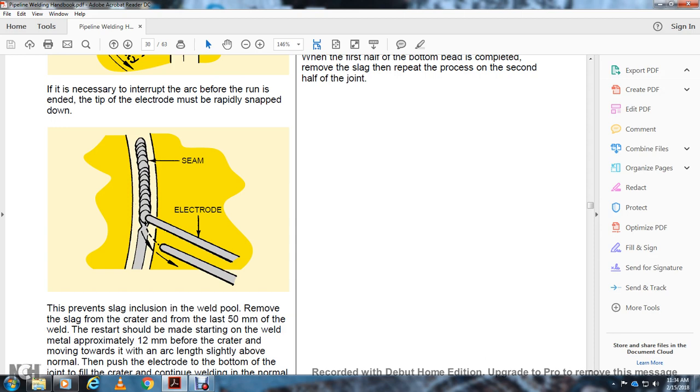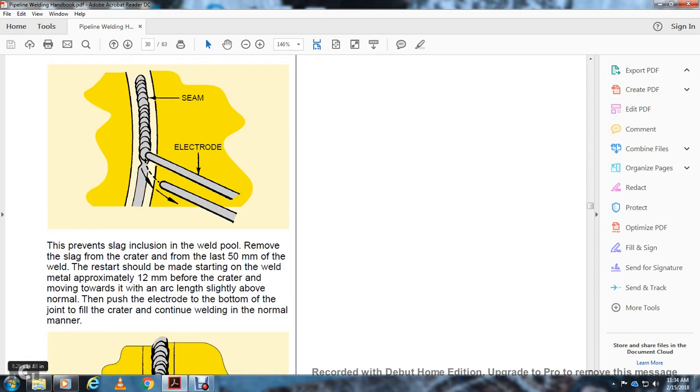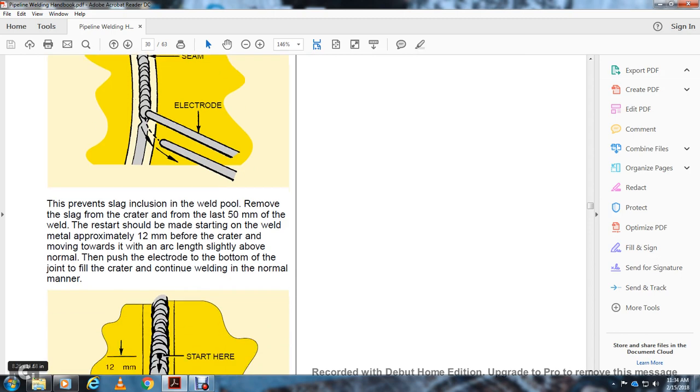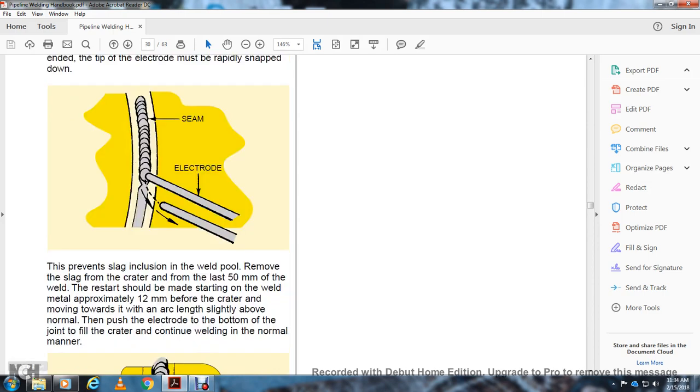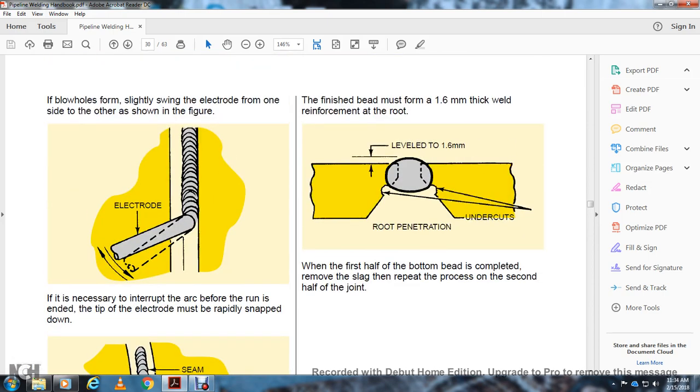Move towards the crater with an arc length slightly above normal. Push the electrode from the bottom of the joint to fill the crater, then continue welding in the normal manner. Restart the procedure 12 millimeters before the crater. The finished bead is a 1.6 millimeter thick weld, reinforced at the root, showing root penetration with undercut at a level of 1/16th of a millimeter.